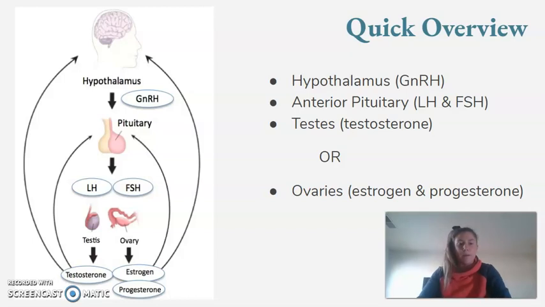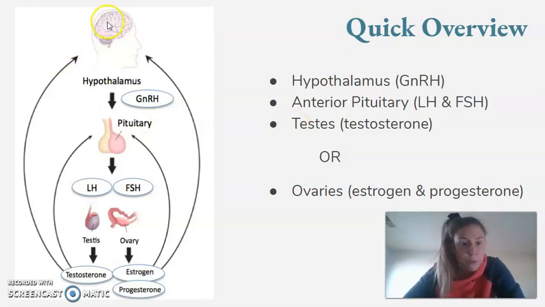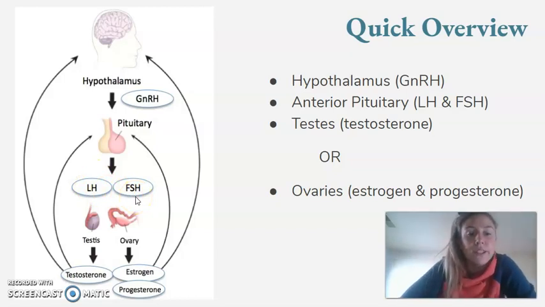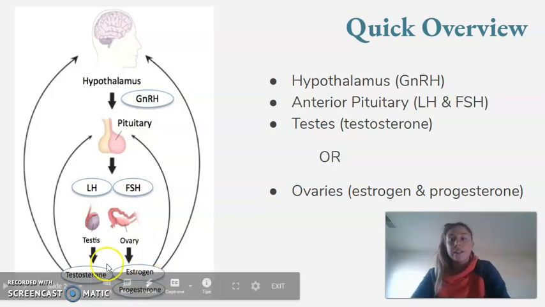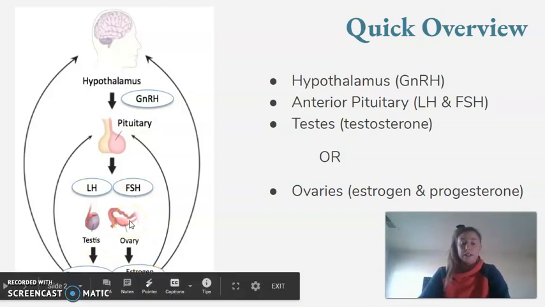gone through menopause. But anyway, the reproductive system starts at the hypothalamus, which produces a hormone called the gonadotropin releasing hormone, or GnRH. These hormones then stimulate the anterior pituitary to release luteinizing hormone and follicle stimulating hormone right here. And these hormones play a critical role in affecting the gonads of the individual, so either the testes or the ovaries, and the ovaries are what we will be focusing on today.